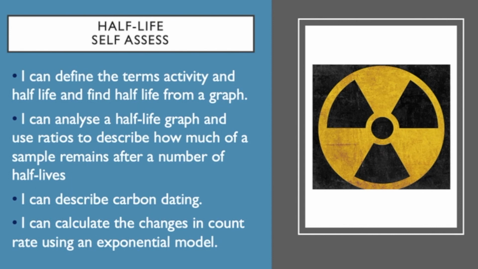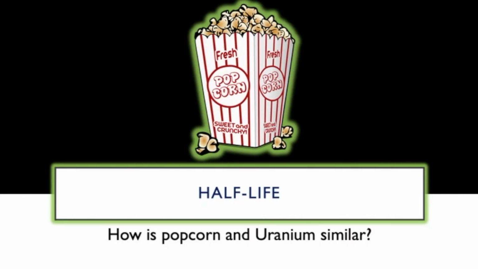Right, so that's the end of another lesson, and this one has all been about half-life. These are the things you should be able to do. You should be able to define the terms activity and half-life and find the half-life from a graph. You should be able to analyse a half-life graph and use ratios to describe how much of a sample remains after a number of half-lives. You should be able to describe what carbon dating is, and you should be able to calculate the changes in count rate using an exponential model using that equation.